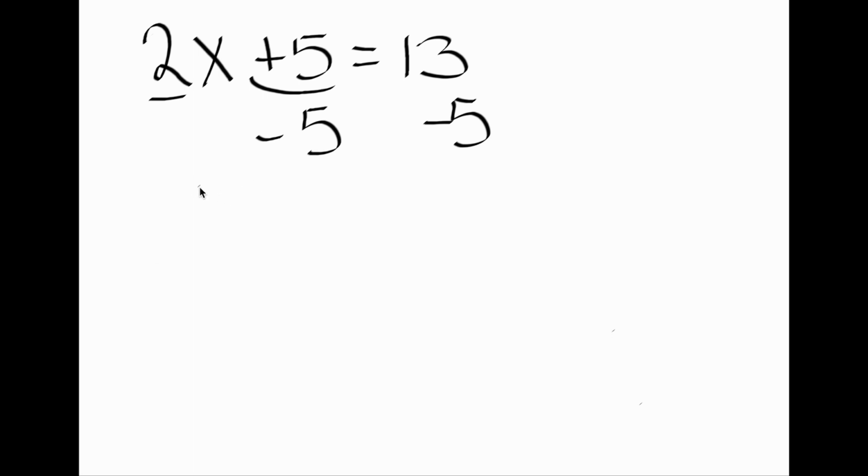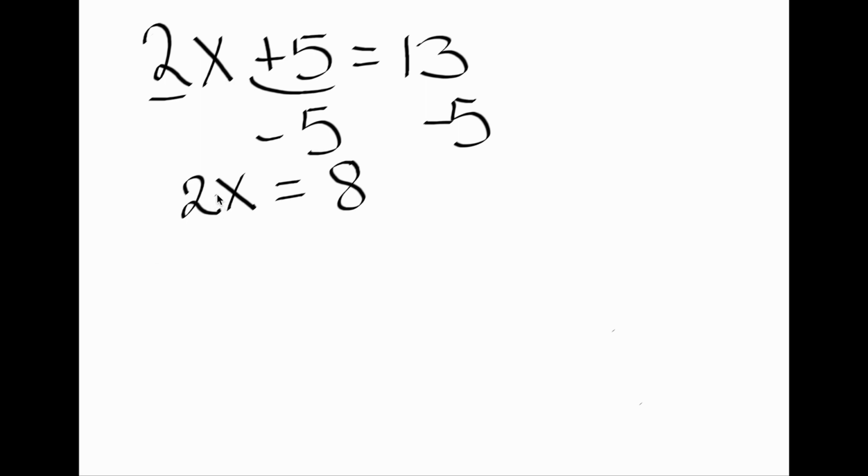So now, what do we have? It's 2x. 5 minus 5 is 0. We don't need to write the 0. Equals. And then 13 minus 5, it's 8. Now our equation looks like this. X is not alone yet. This 2 is here. So because 2 and x are multiplying each other, what do we need to do to get rid of the 2?